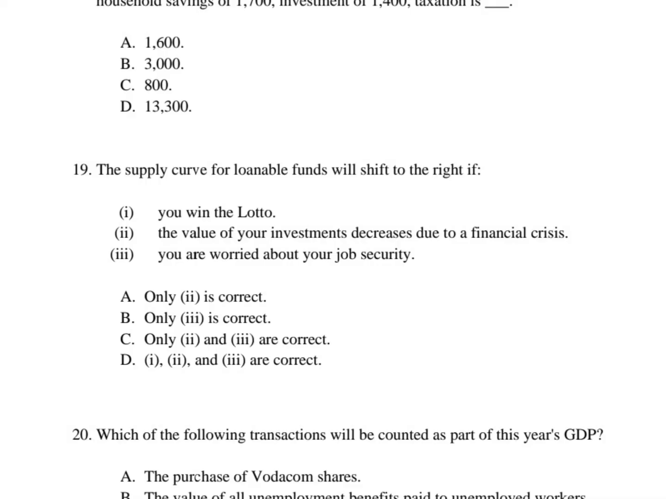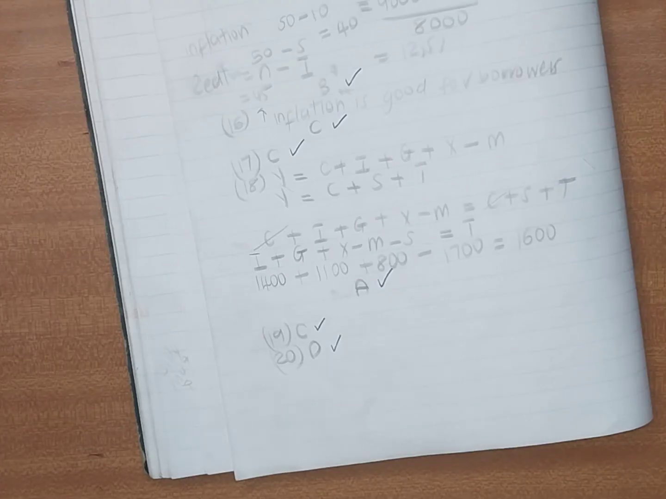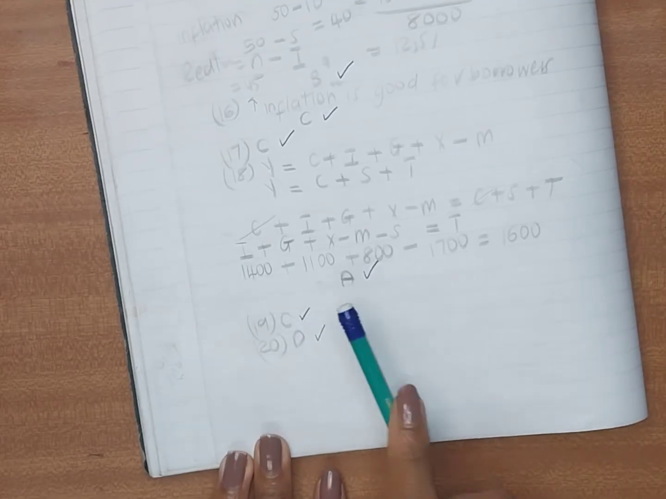The second one says the value of your investment decreases due to a financial crisis. If you are going through a financial crisis as a household, that means you're going to have the incentive to save, right? So the supply will increase, it will shift to the right. So tick for the second option. The third one says you are worried about your job security. You have the incentive to save because things are not going well for you, right? So II and III are correct. So the correct answer is C. I wrote C, right? Yes, it's C.